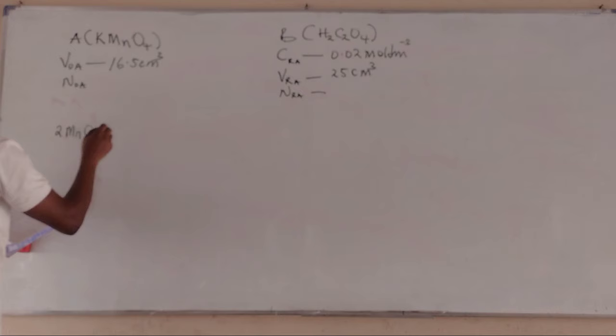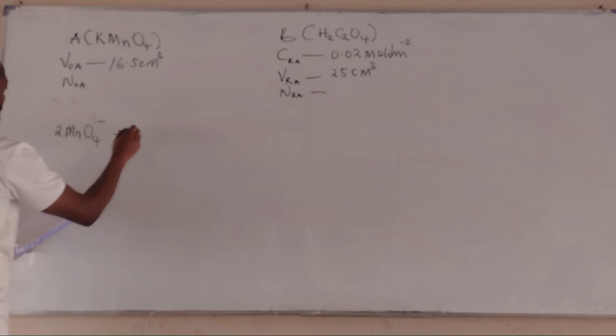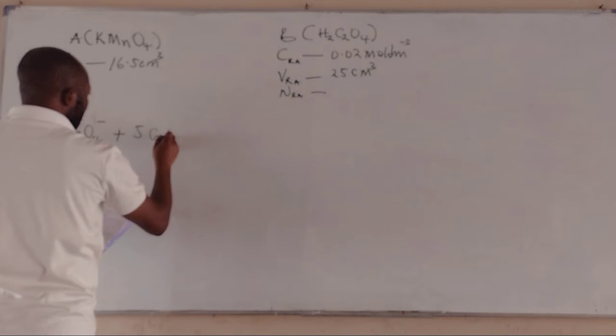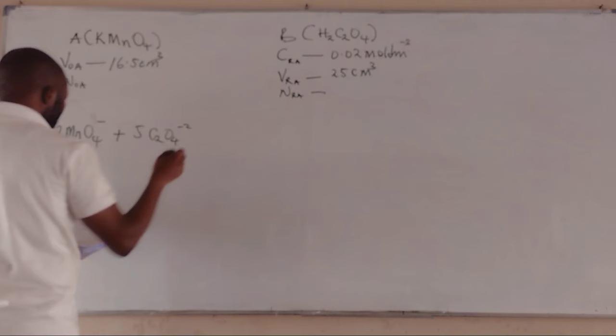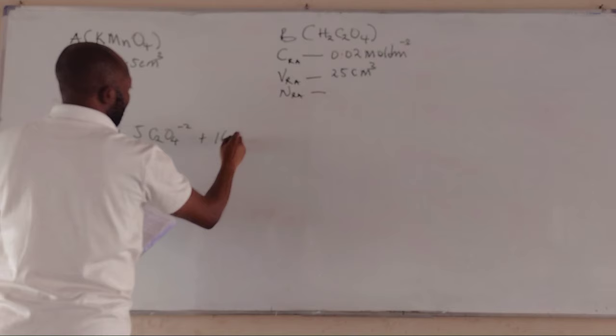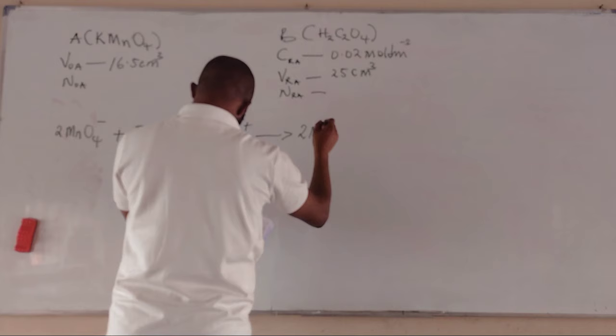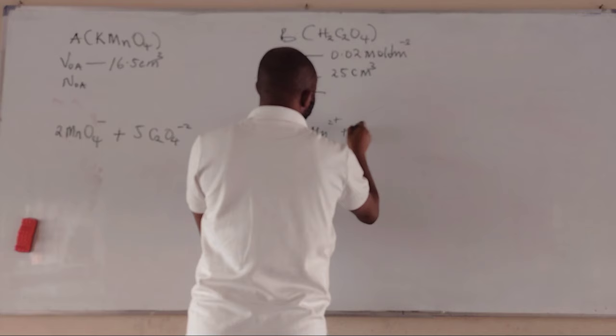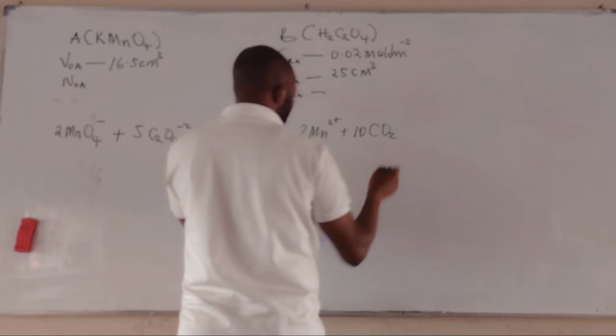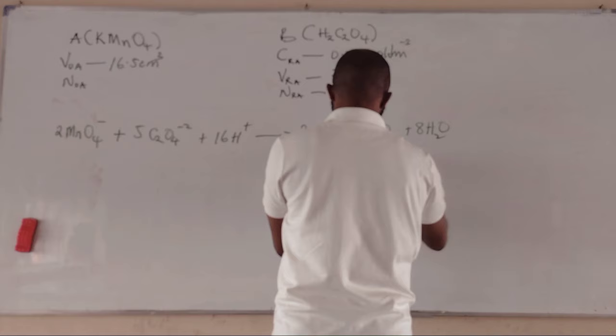Minus plus 5C2O4 2 minus, plus 16 hydrogen plus, gives us 2Mn 2 plus, plus 10 CO2, plus 8 H2O. So this is the equation of reaction.